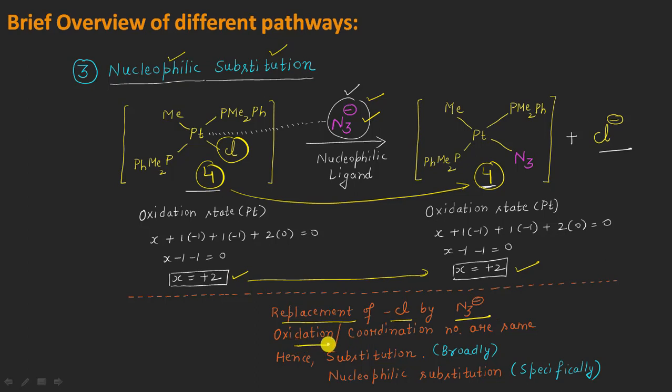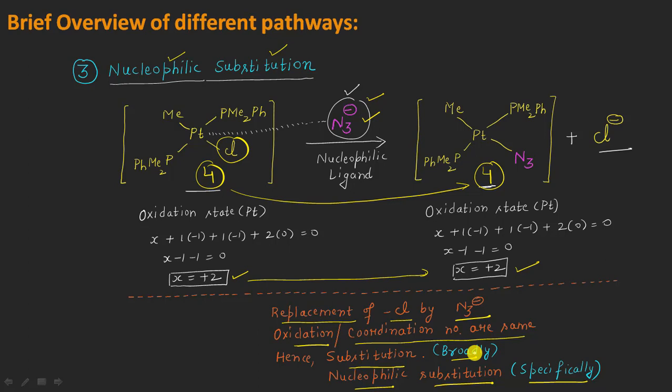The oxidation as well as the coordination number are the same here, so we can broadly call it a substitution type of reaction, and specifically it will be what? It will be a nucleophilic type of substitution. So this is an overview of the different kinds of pathways which are available for substitution type of reactions in case of inorganic chemical reactions.